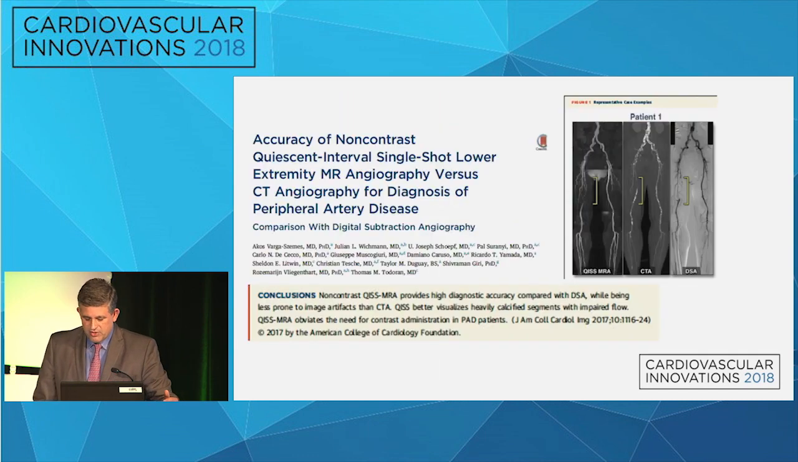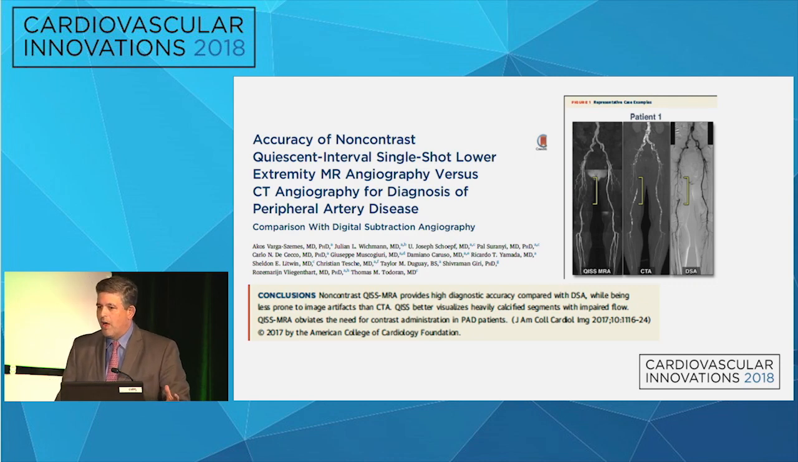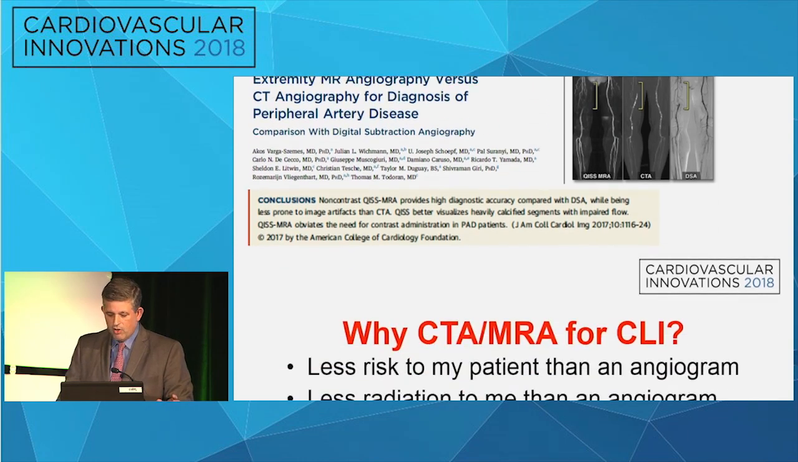A recent study published in JACC, again, looked at KISS sequences, a different type of sequence that really helps eliminate motion problems, and then being able to assess these. I think this is where we need to go with this type of work, looking at patients with CLI. This study was really mostly done, again, in claudicants.